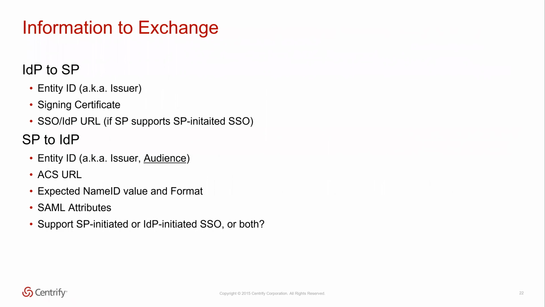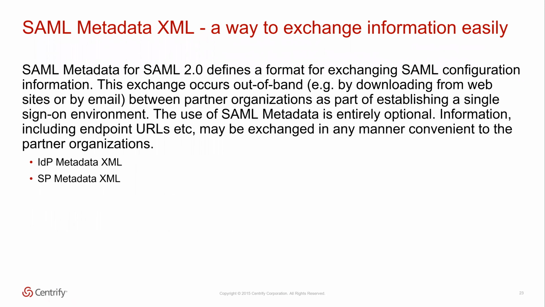Okay, so here's a summary of all these pieces to be exchanged between the service provider and the identity provider. Now I've listed out all these pieces, and it could get tedious to ask for these pieces one by one. Of course, preferably, even more so with documentation, all these will be listed out. But is there an easier way to exchange this information? Oh, there is. It's called SAML metadata XML.